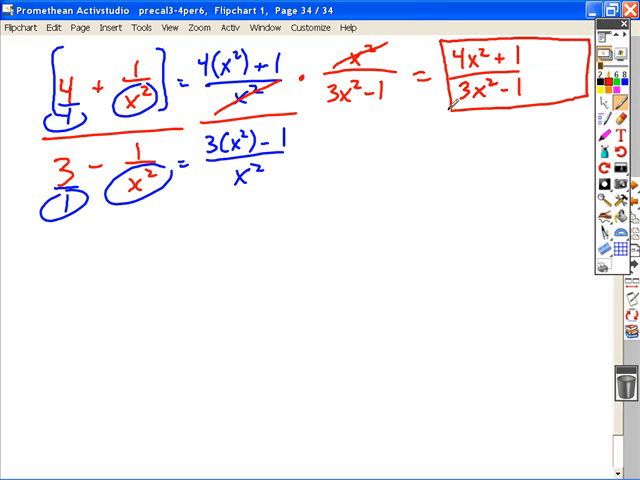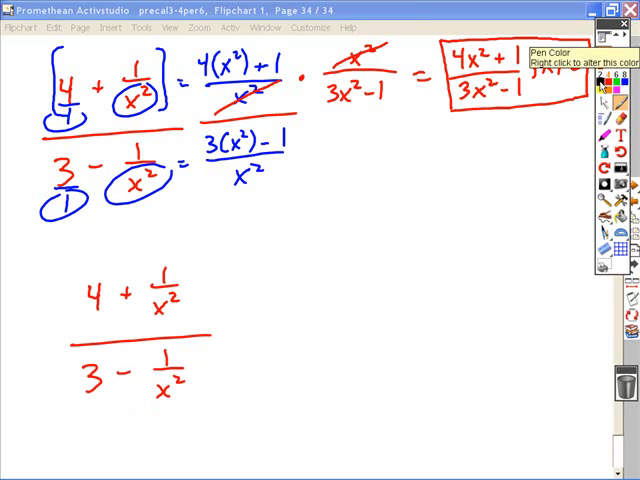Did you cancel any common factors from the denominator? Yeah, so you do need to account for domain restrictions. What can x not be? 0. Okay. And so here would be our final simplified form for this. All right, let me show you method 2 really quickly here.